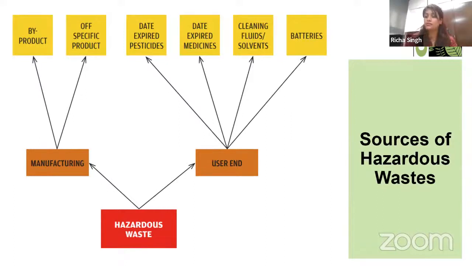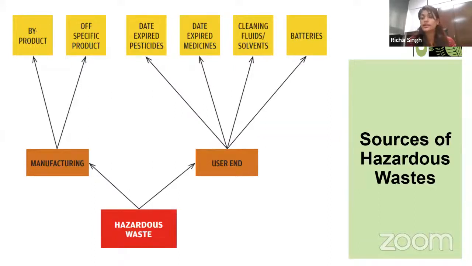So every manufacturing industry will require a certain amount of water, and this water will be contaminated with a certain kind of contaminants. And these contaminants will be treated in the effluent treatment plants under the Water Act. And once the water is treated, a lot of sludge is generated. So that sludge will come under the category of hazardous waste. Similarly, there could be other categories also, which are listed in Schedule 1 of the rules. And it could be the byproduct of specific products also.